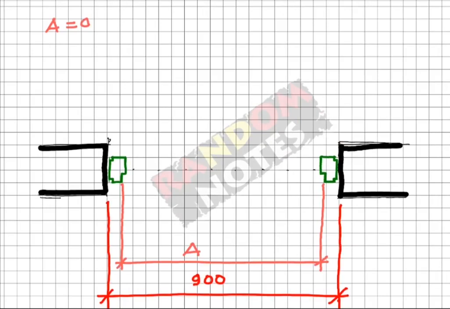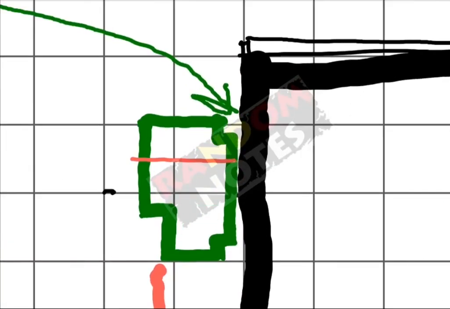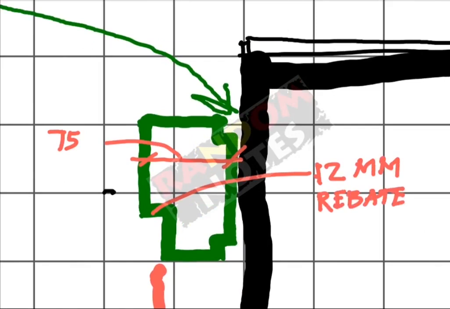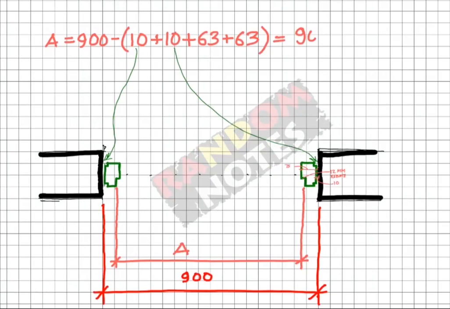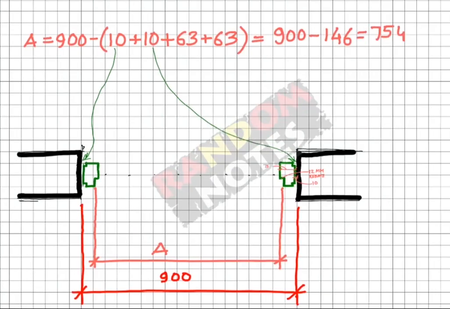A is equal to 900 minus the sum of the gap between the frame edge and the wall, which we are assuming as 10 mm on both the posts, and 75 mm minus 12 mm of rebate, that is 63 mm, again on both the posts. This is 900 minus 146 mm, which equals 754 mm. So A is equal to 754 mm.